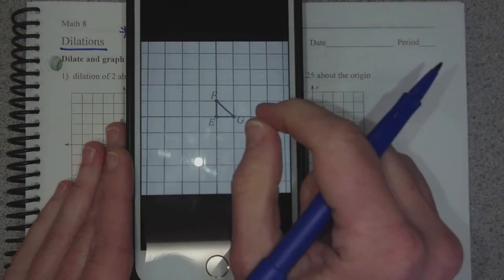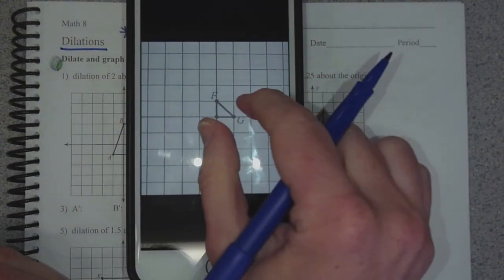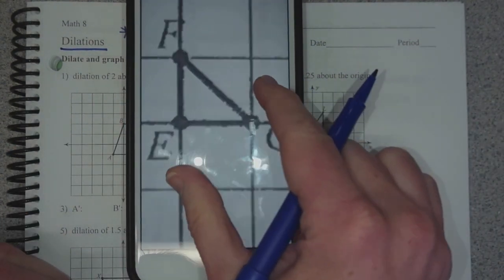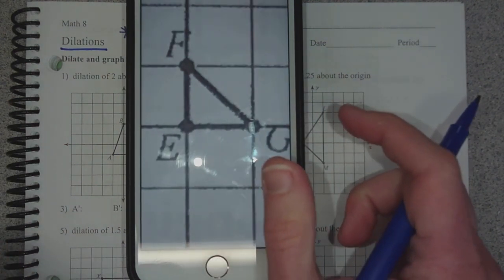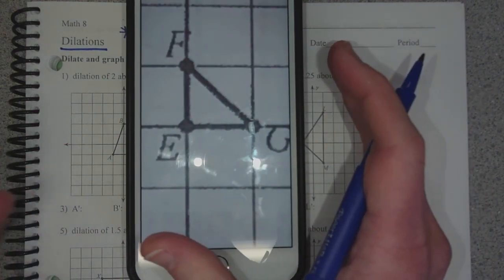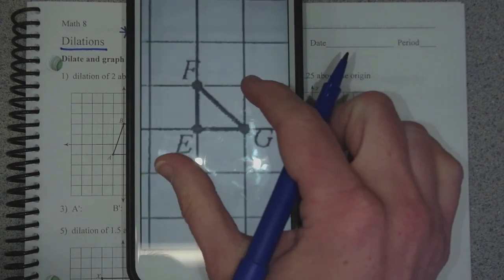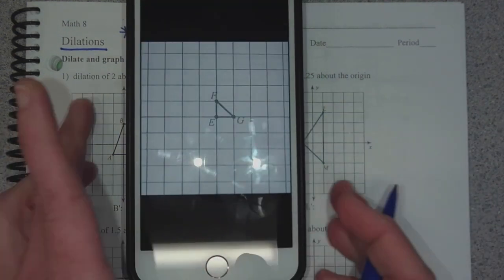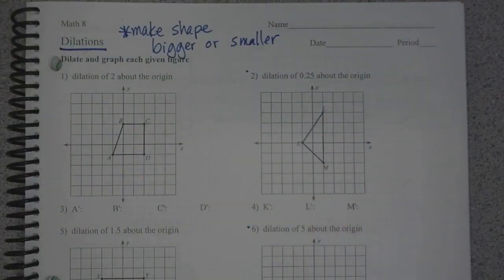Can you see that? And if I was going to dilate it, I might be making it bigger. See, it's just getting bigger. It's not spinning or flipping or anything like that. Or maybe you're given a big triangle and you're making it smaller. Making it smaller is also a dilation. So like I said, dilations make the shape bigger or smaller.